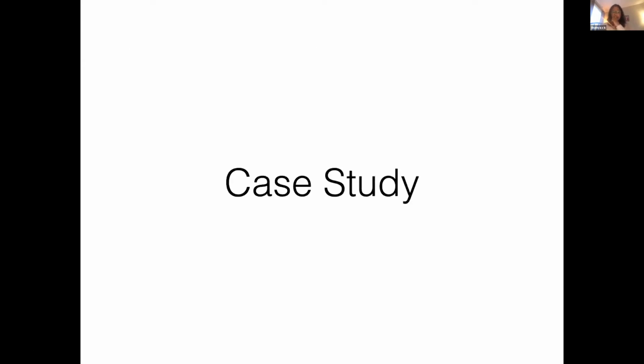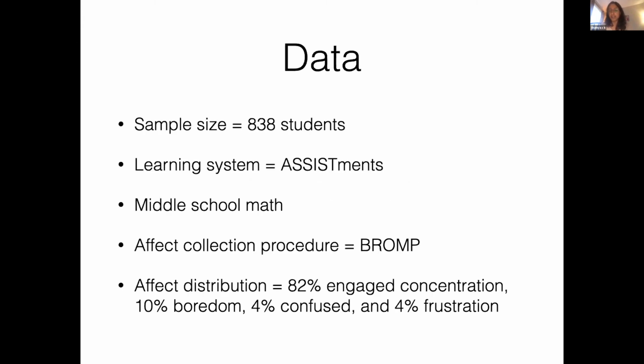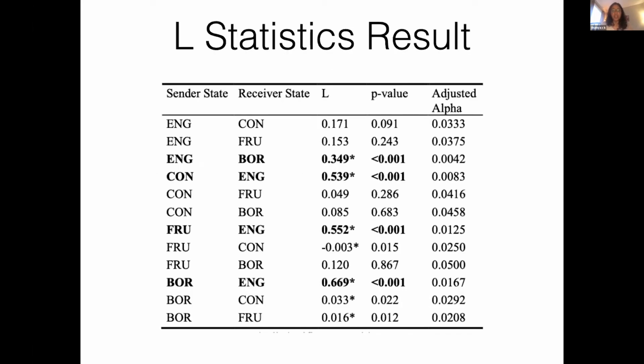All right, so to see whether or not it works with real data, we conducted a case study using data that we collected from 838 students using ASSISTments as the learning system, which is used for middle school math. Affect data was collected through the Baker-Rodrigo Ocumpaugh monitoring protocol, and the affect distribution was as expected, which was pretty skewed towards engaged concentration and then boredom, confusion, and frustration. So this is the L statistic result.